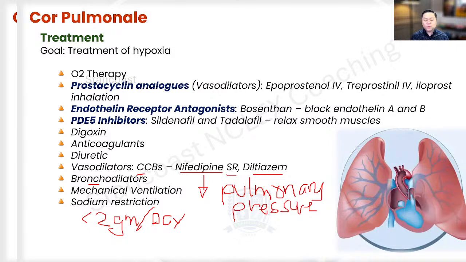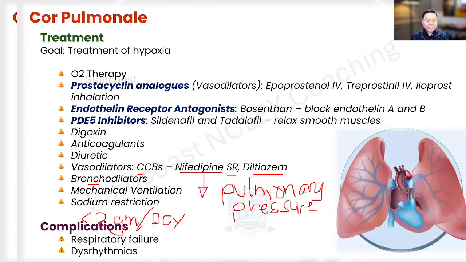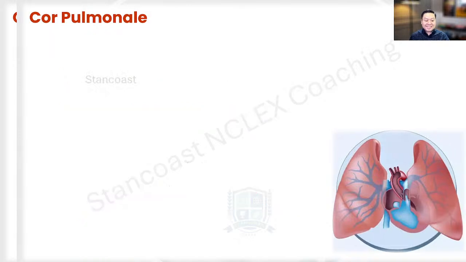Now, this time, guys, we're going to talk about the complications. And these are your respiratory failure. Because of the poor exchange of the gases, we really have to keep a close eye on the patient and make sure that we prevent them from developing into this stage. And then also the dysrhythmias that can happen because of the increasing strain on the right side of the heart. This will lead to life-threatening dysrhythmias as well.